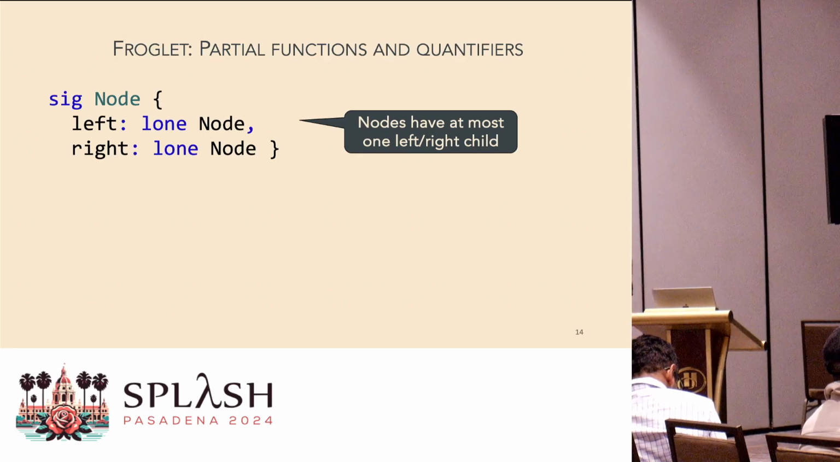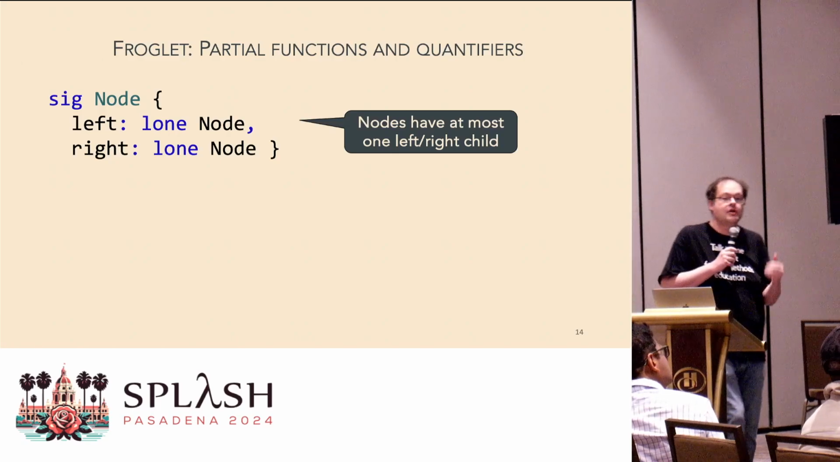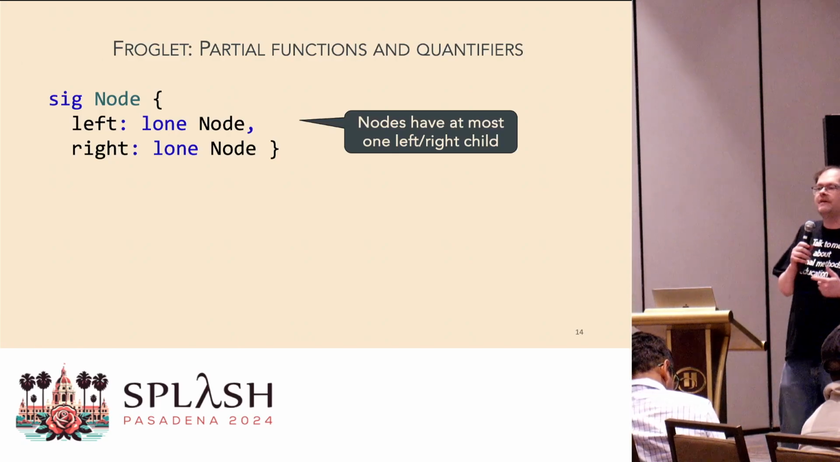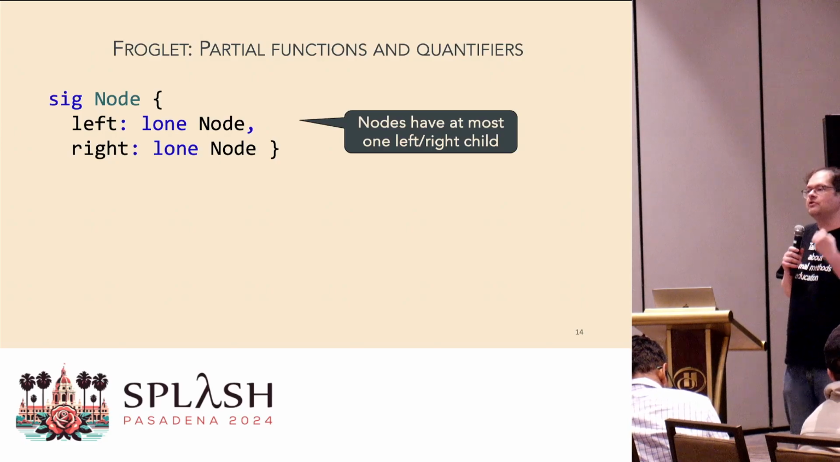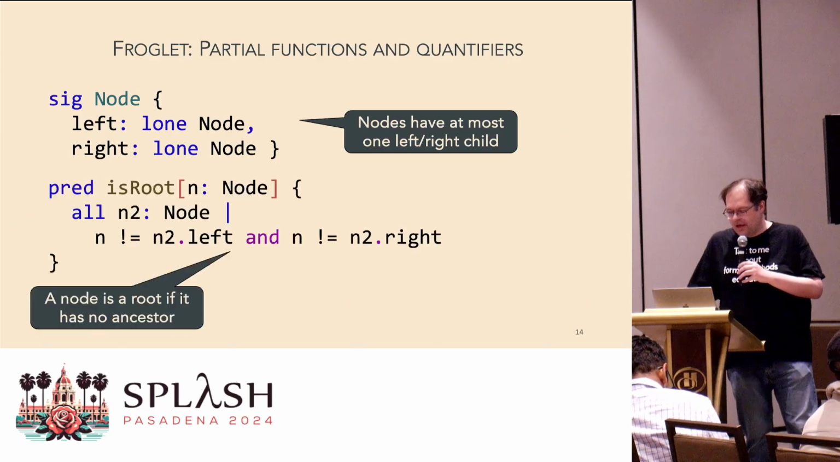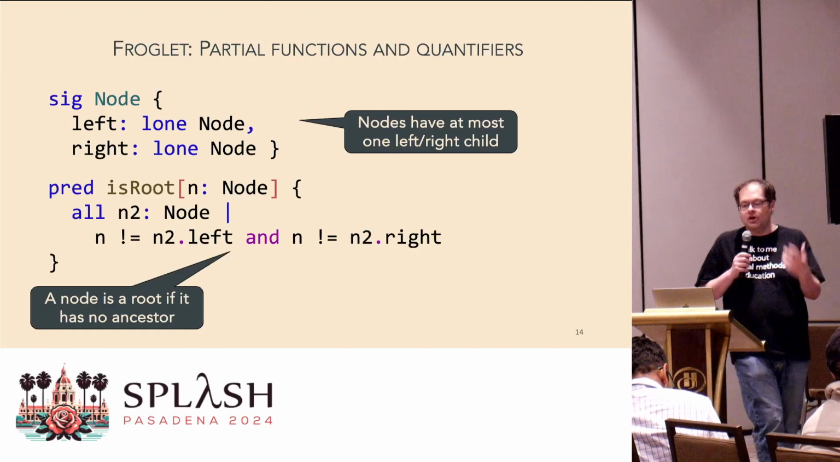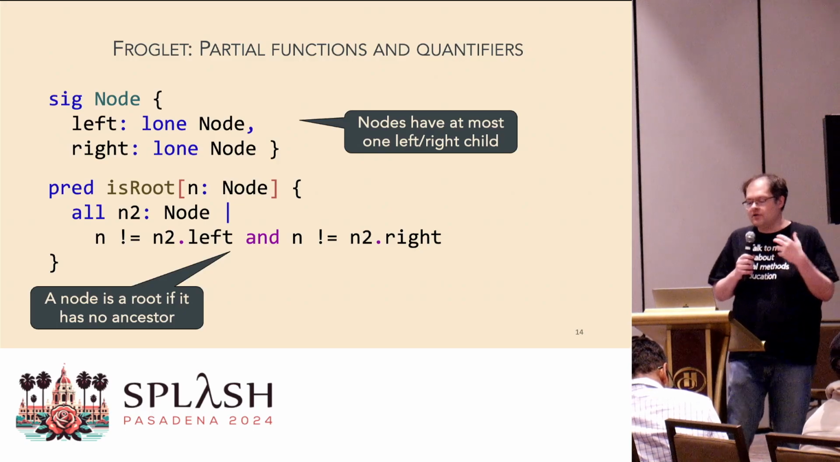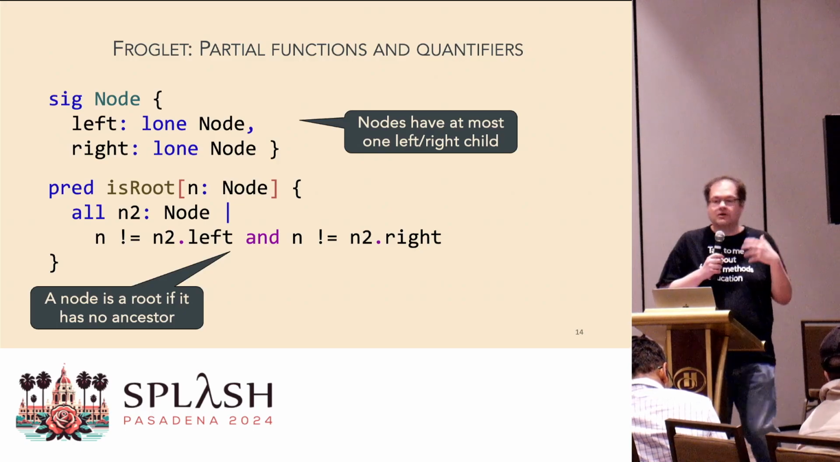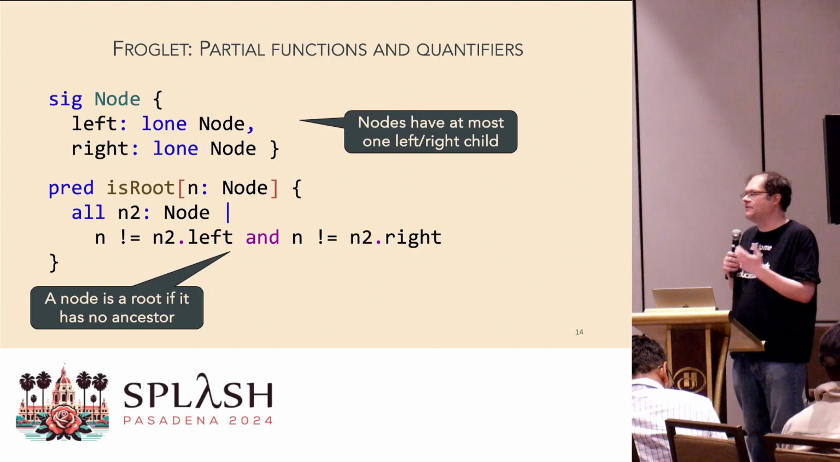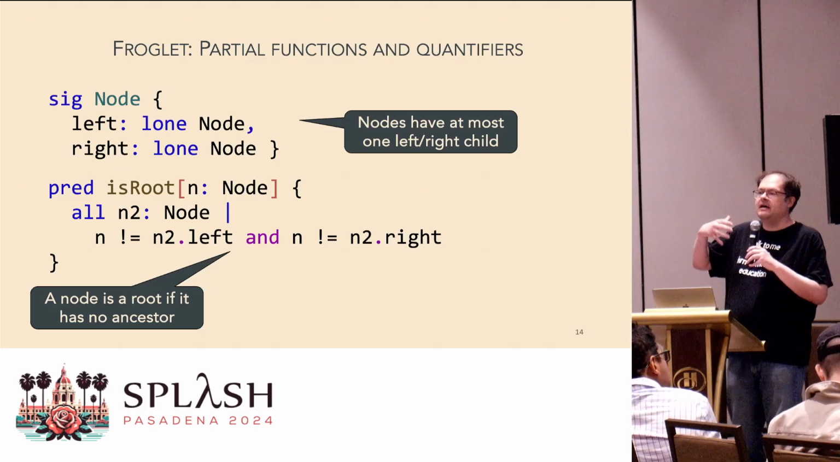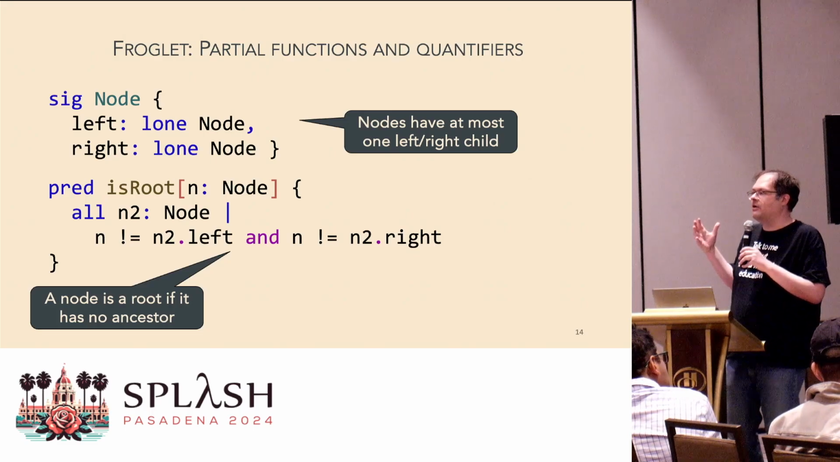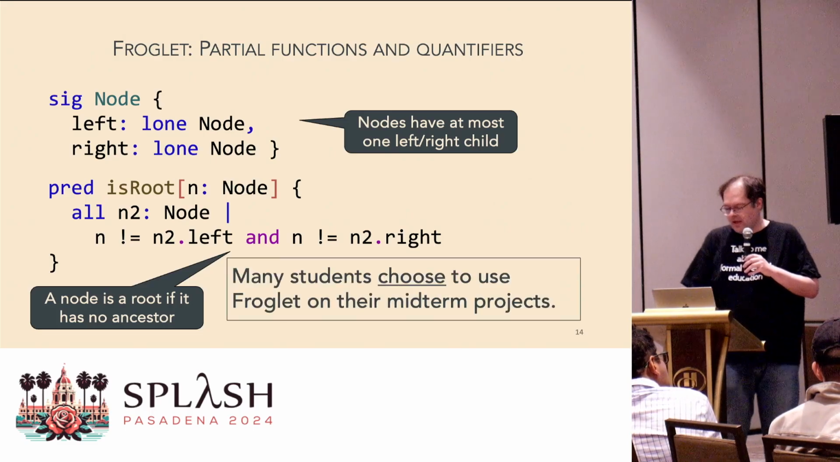So how do we solve this? Right now we have a progression of 3 languages. The first is a basic language that we call Froglet. All you get is functions and quantifiers and Boolean logic and stuff like that. You do not get relations yet. So I can talk about nodes having at most one left or right child. I can talk about a node having no ancestor or having an ancestor, but I can't exercise the fullness of the power of relational algebra yet.